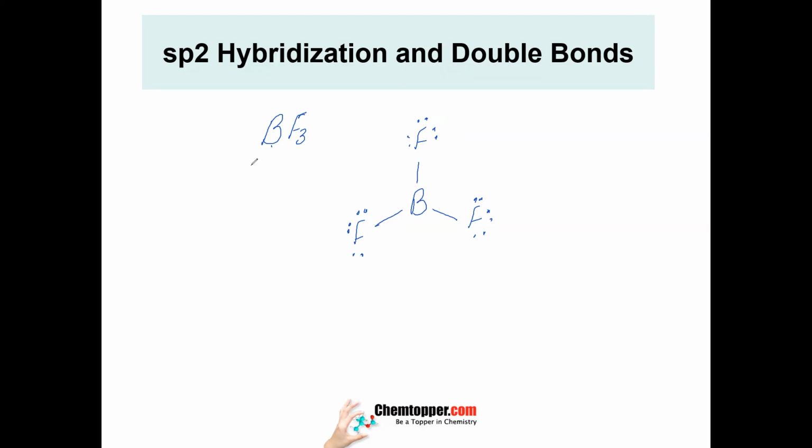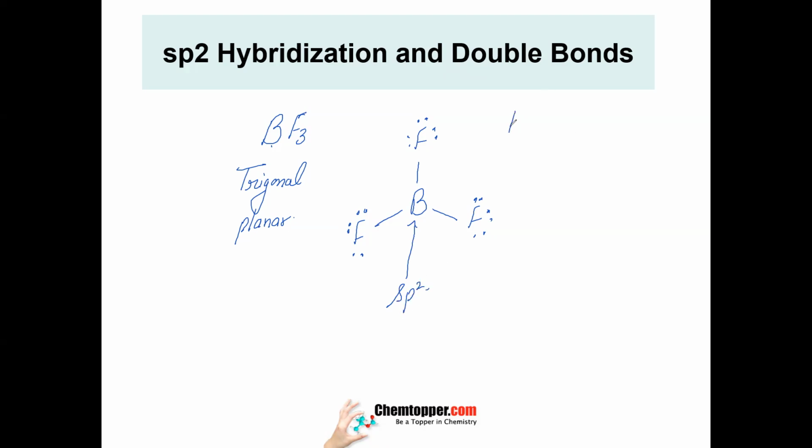3 means trigonal planar, right? For 3, what hybridization is needed? You need 3 orbitals. For 3, what hybridization is good? sp2. Boron is sp2.